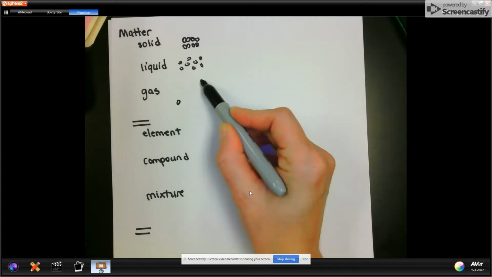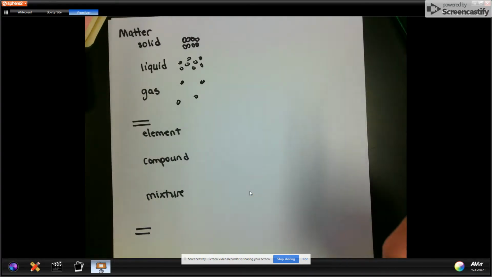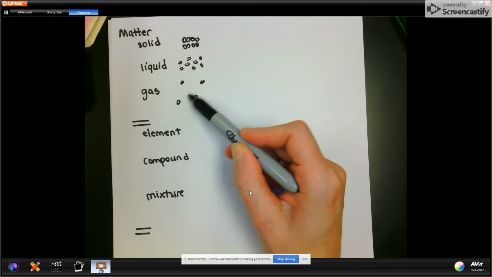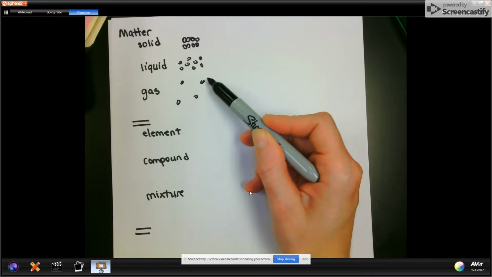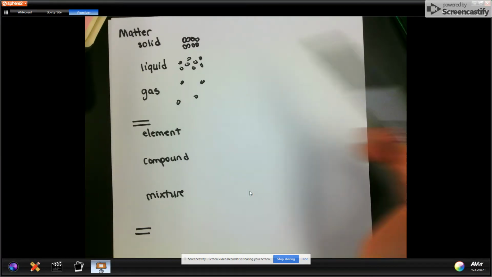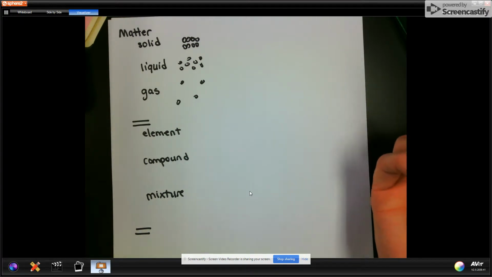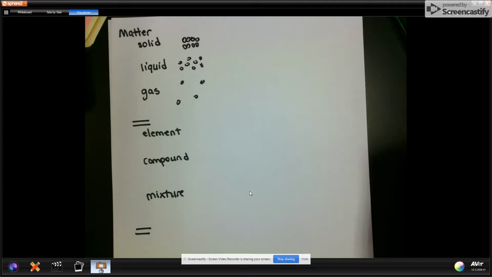In a gas, the molecules are super far apart. They're moving very fast. You can compress it. And you can compress it because of all this empty space that's in between the molecules. You can push the molecules closer together and there's not as much empty space. They have the highest energy. The volume and the shape would change if you change the container.